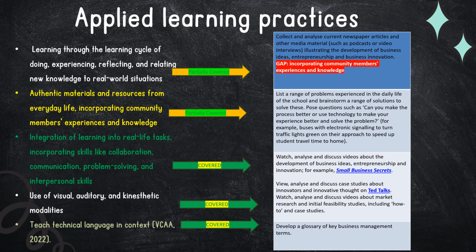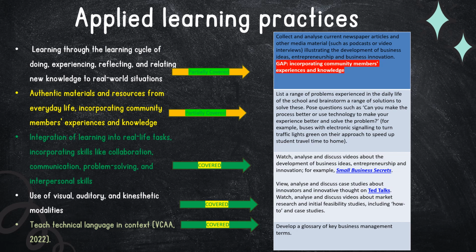The reason I said that is they have been using current newspaper articles, which are real-life everyday matters, and they have some daily life activities where they take real business cases and try to improve them. The reason I say this partially covers is because one key important thing is missing, which is community member engagement. Students don't get any opportunity where they can learn from community members' experience and knowledge.